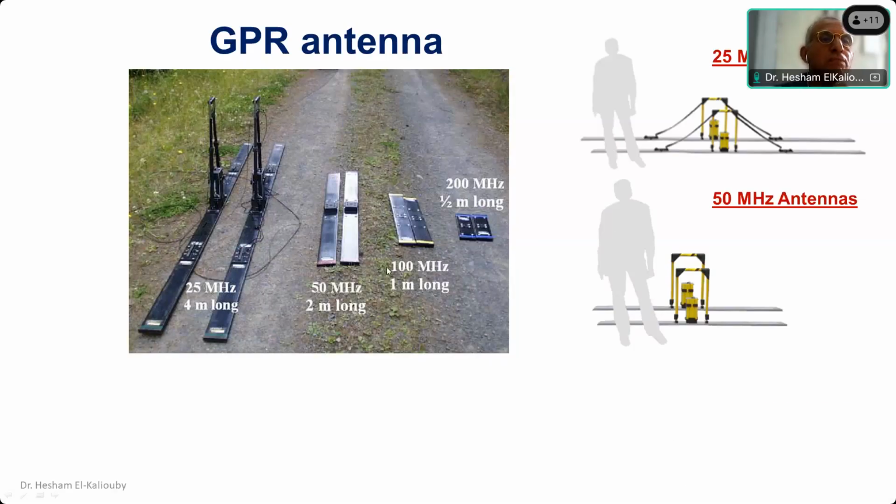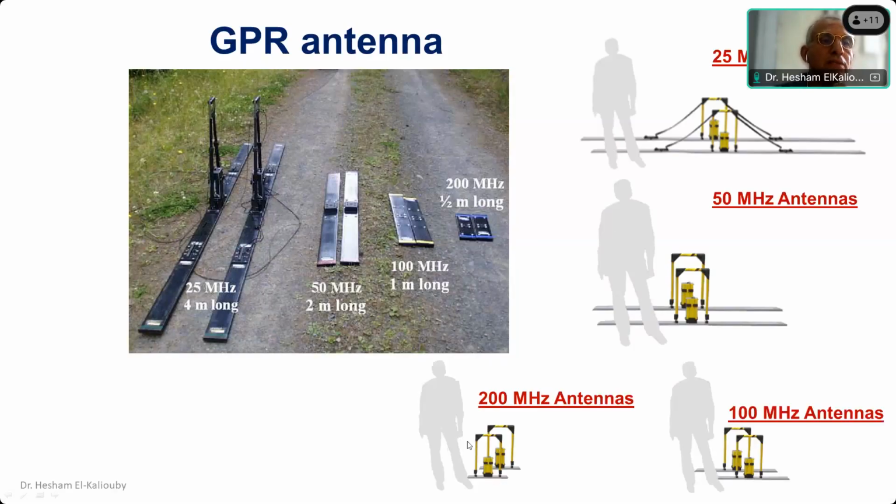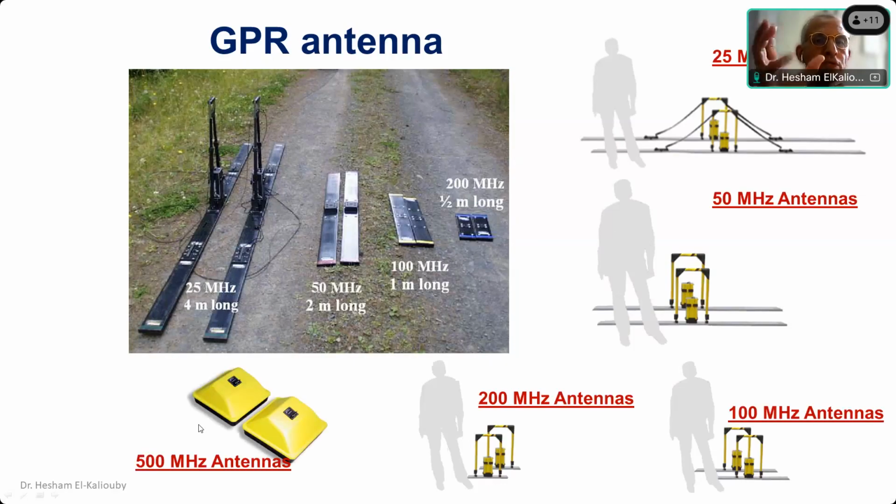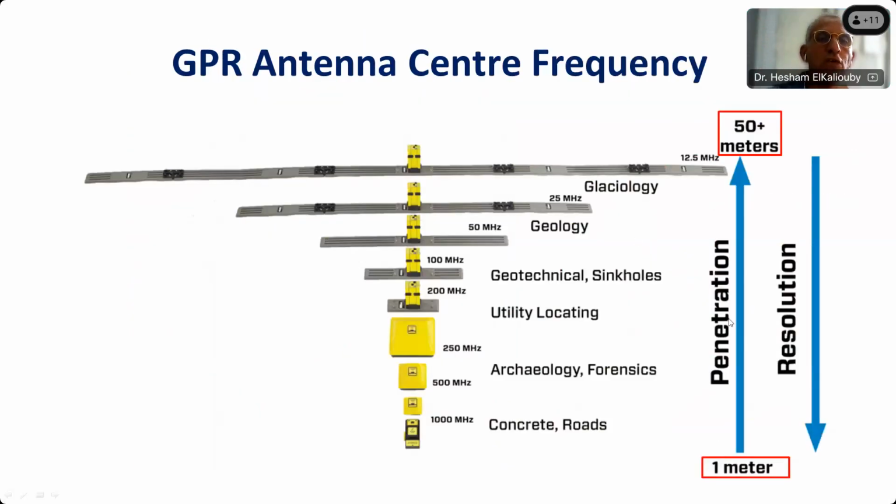400 megahertz could be just 1 meter. If you go to 100 megahertz, it could be just half a meter. If you go for higher frequency antennas, 500, 1000, they could be very small antennas. There's also, as I mentioned earlier, a trade-off between penetration depth and resolution. Most commonly, GPR goes from 1 meter up to 50 meters, which could be the maximum depth you can reach with GPR.